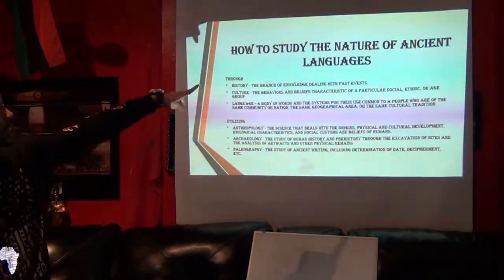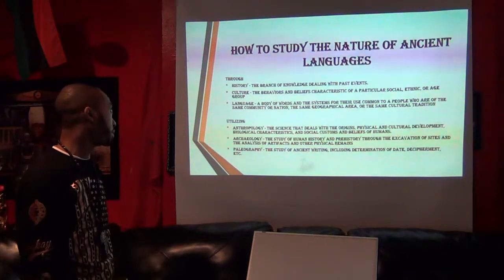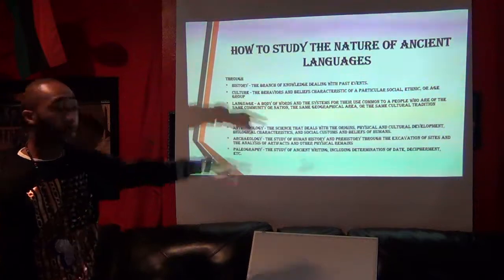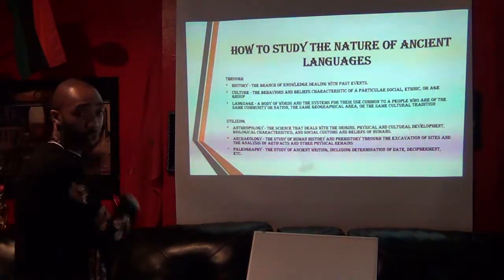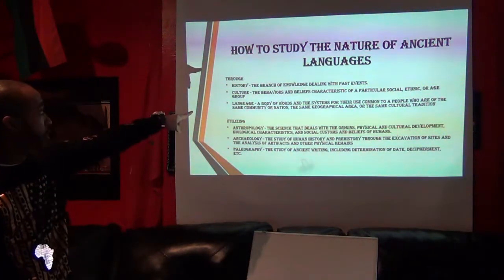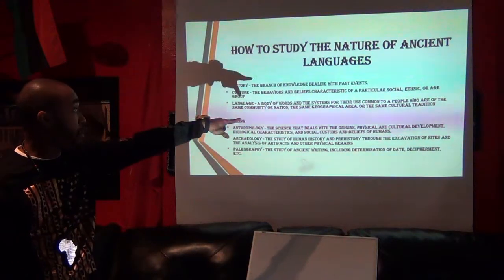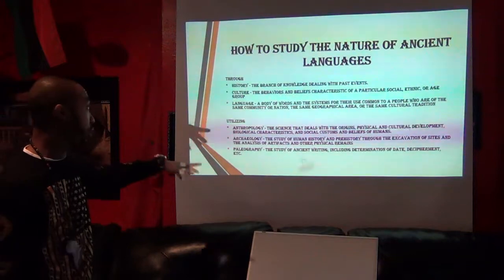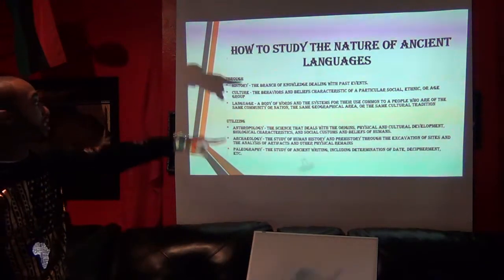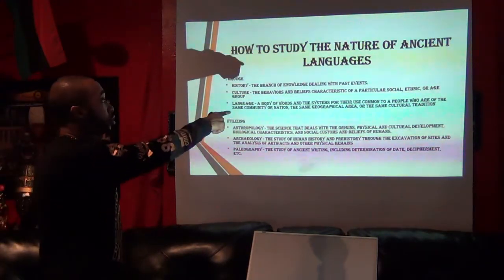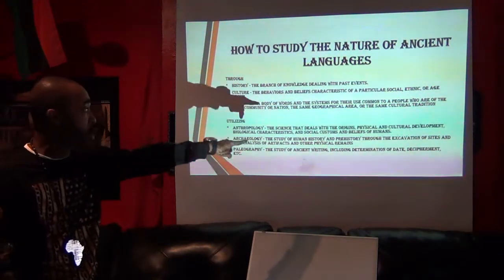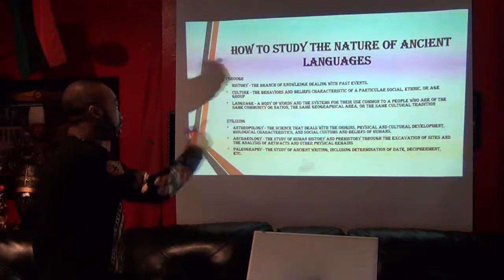Alright, how to study the nature of ancient languages. You do it through history. What's history? The branch of knowledge dealing with past events. You do it through culture. What's culture? The behaviors and beliefs and characteristics of a particular social, ethnic, or age group. You do it through language. What's language? A body of words and the systems for their use common to a people who are of the same community or nation, the same geographical area, or the same cultural tradition.